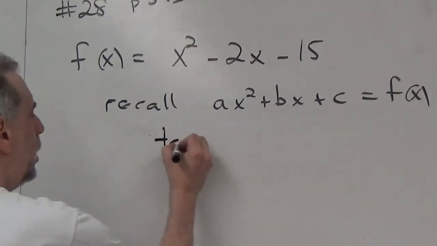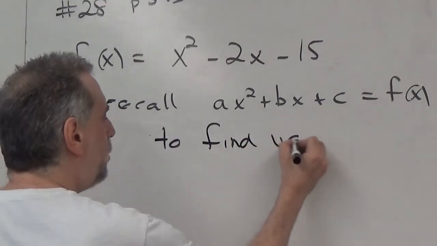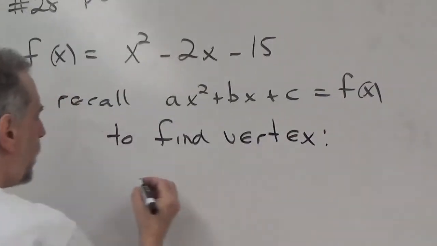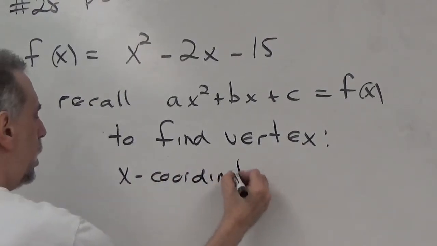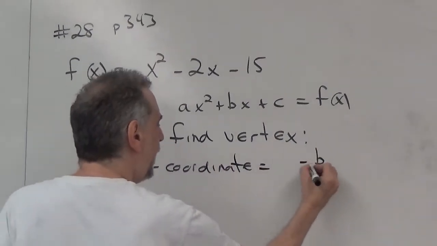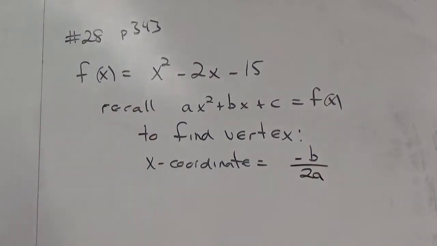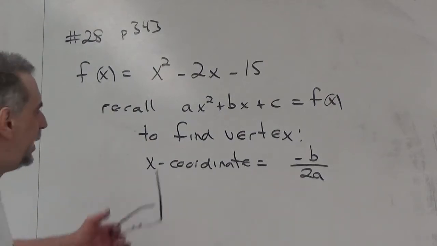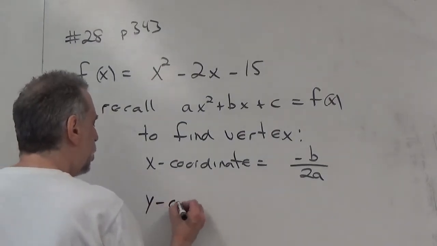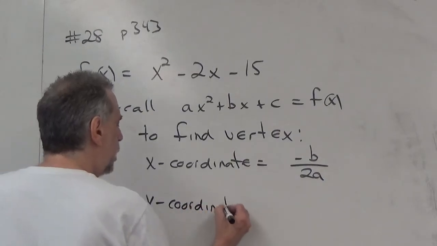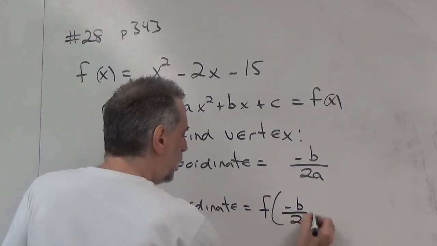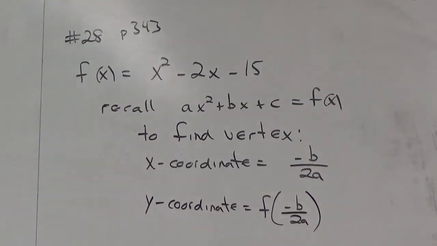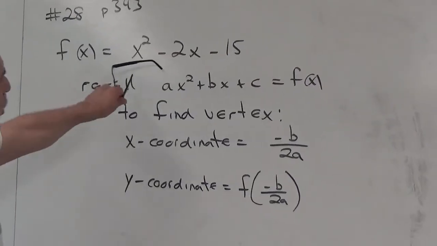So to find the vertex when in this form, the x-coordinate of the vertex is going to be negative b over 2a. So you identify what the a, the b, and the c are. In this case, you only need the a and the b to find the x-coordinate, and then you put that x-coordinate into the function to find the y-coordinate. Okay, so that's the kind of added step when we're dealing with an equation in this form.